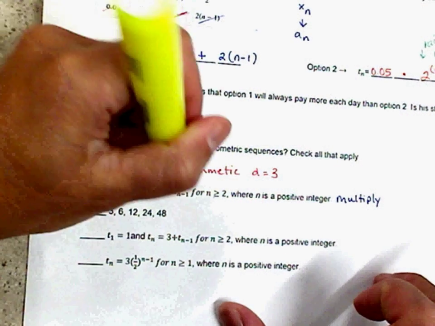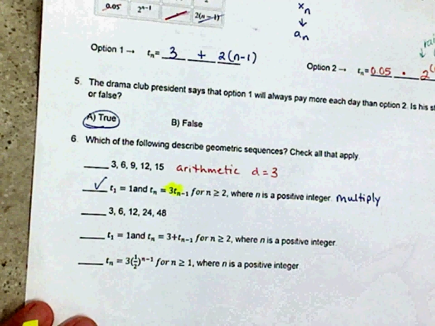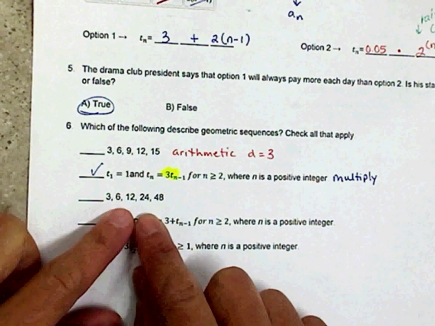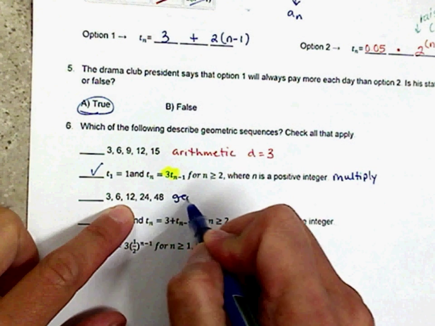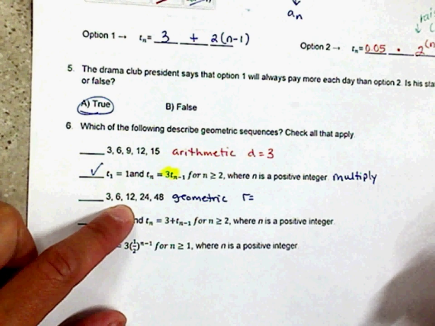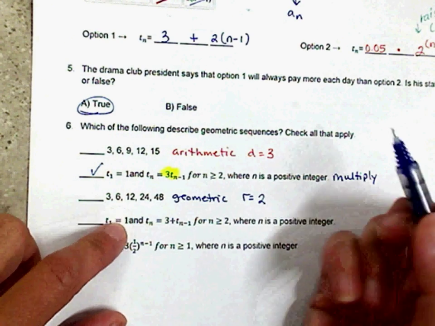All right. Next one. Is that geometric or arithmetic? Geometric. And if it's geometric, what is your R? 2. Very good. I'm doubling every time, so put a check mark there. Okay?